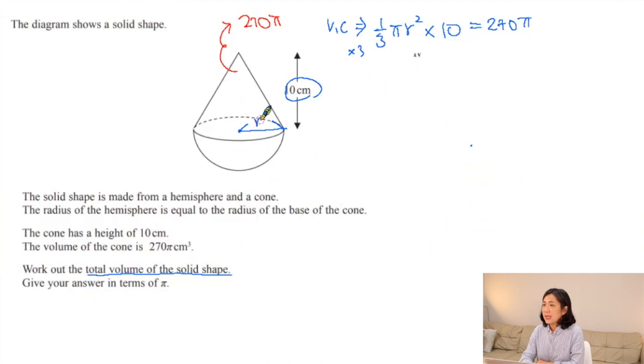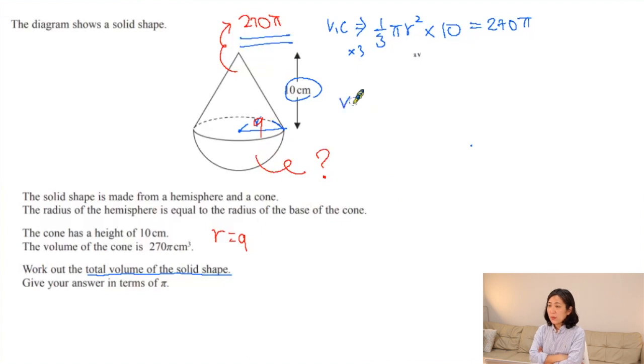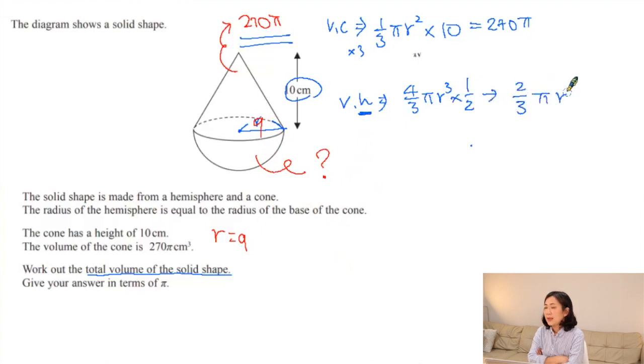So let's have a plan. The total volume of the shape is the volume of the cone that we already have, that's 270 pi. Then now we need to add up the volume of the hemisphere. So the volume of a hemisphere formula, you know that's a half of the volume of the sphere. That's 2/3 pi R cubed, right? Then now we know that R is 9, then 2/3 pi times 9 cubed.